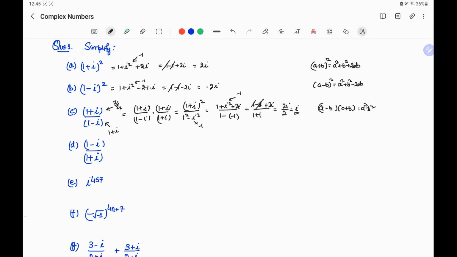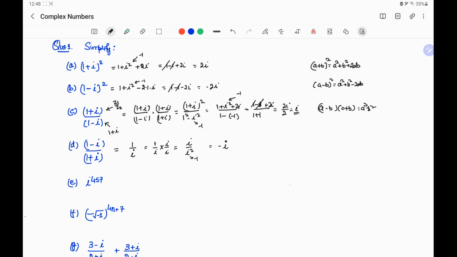Part D is (1 - i)/(1 + i). This can be proceeded as done in part C. Alternatively, we see that this ratio (1 - i)/(1 + i) is the inverse of the ratio given in part C. So we can write it as 1 by, and the answer in part C is i. So we multiply numerator and denominator by i. So it can be written as i/i². This i² is -1. So the answer will be -i.